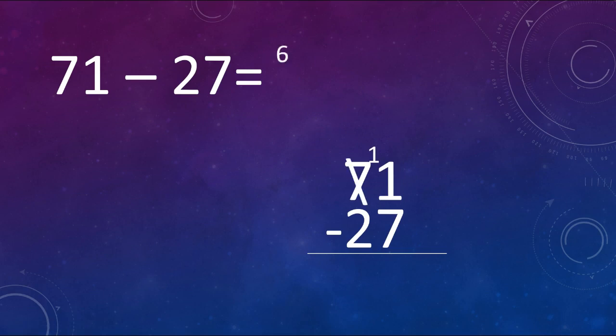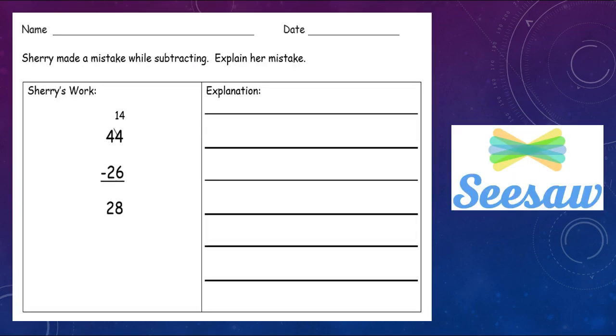So the 7 is going to turn into a 6. Now that our 1 is now an 11, we're going to take 11 minus 7. And the answer is 4. And what is 6 minus 2? 4. And our answer is 44.